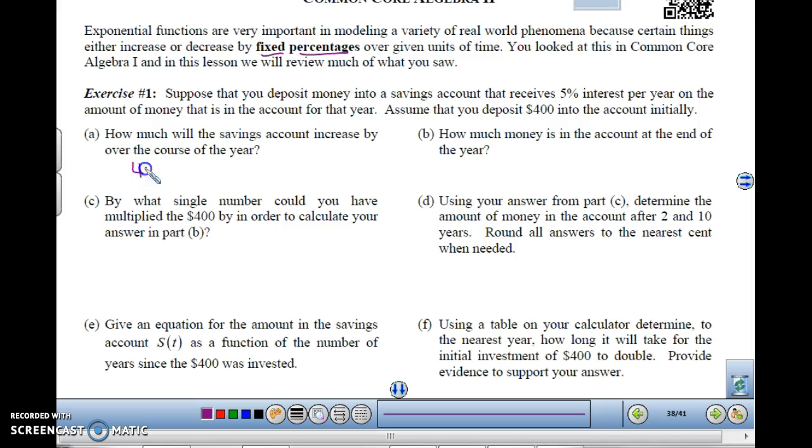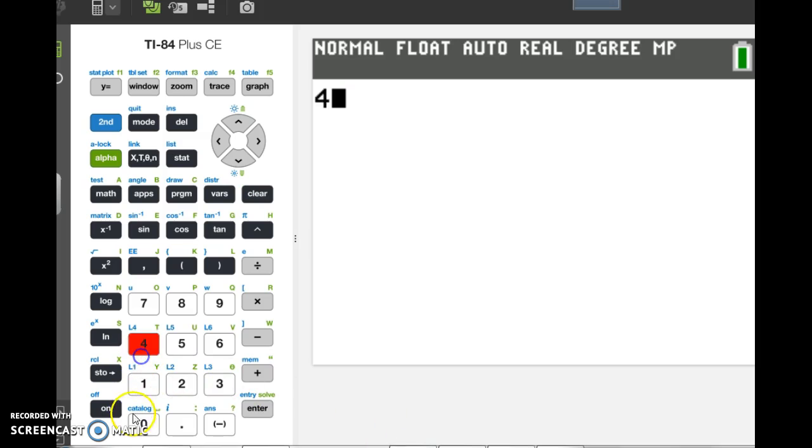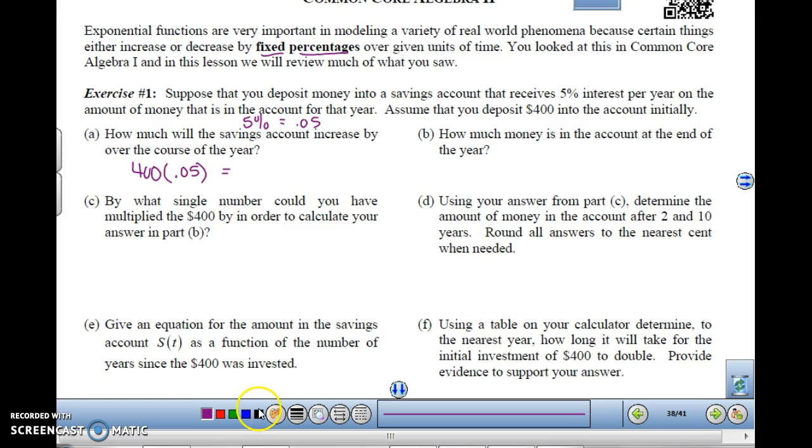Alright, so you're starting with $400, and then you're going to receive 5% interest. So we're going to multiply by 0.05. Remember, 5%, you move the decimal point 2 places, is 0.05. So if I multiply 400 times 0.05 is $20. Now, how much money is in the account at the end of the year? You started out at $400. After 1 year, you've earned another $20 in interest. So now you have $420 in your account.